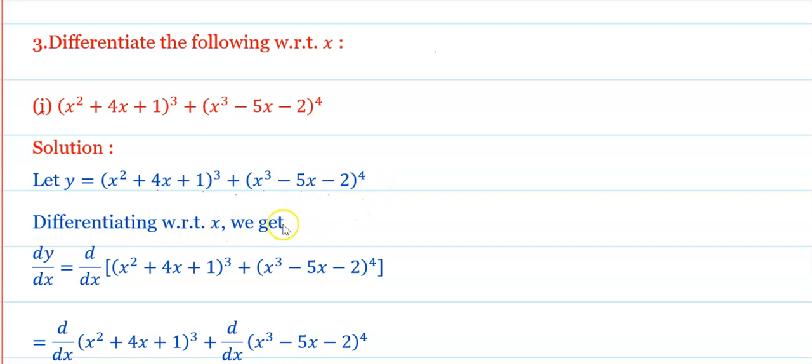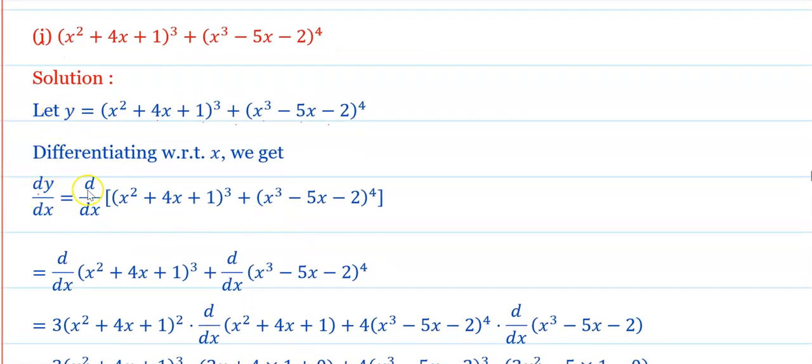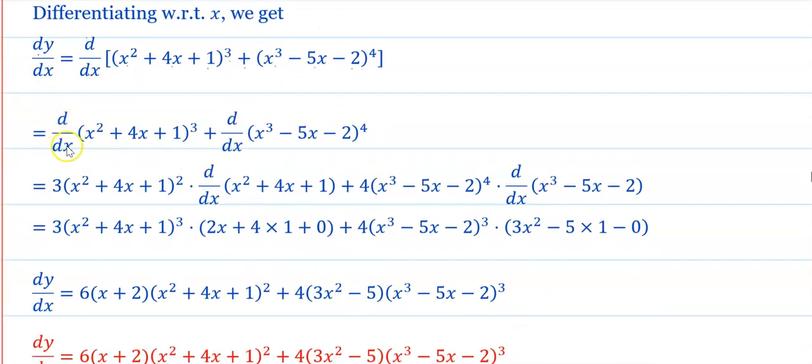Now differentiating with respect to x, we get hence dy by dx is equals to d/dx of x square plus 4x plus 1 bracket is to 3 plus x cube minus 5x minus 2 bracket is to 4. We'll separate this differentiation. That is the d/dx of x square plus 4x plus 1 bracket is to 3 plus d/dx of x cube minus 5x minus 2 bracket is to 4. First of all, we take the derivative of the power now. That is 3 in bracket x square plus 4x plus 1, 3 minus 1, that is 2, into d/dx of x square plus 4x plus 1 because it is a composite.